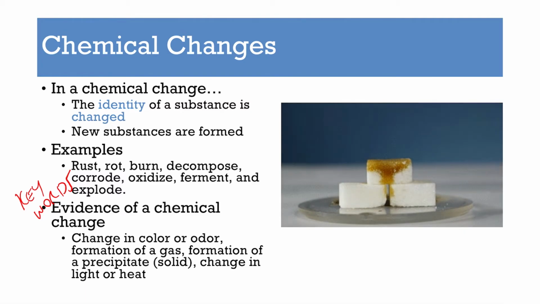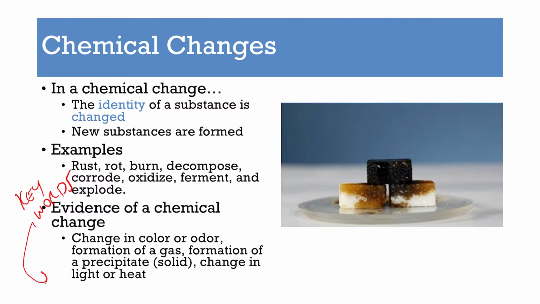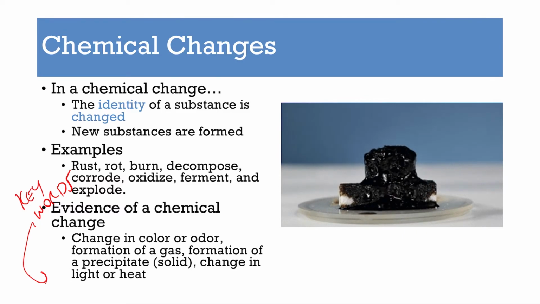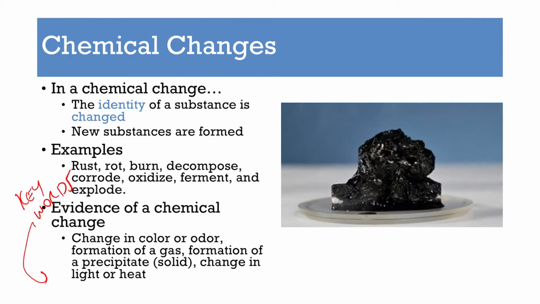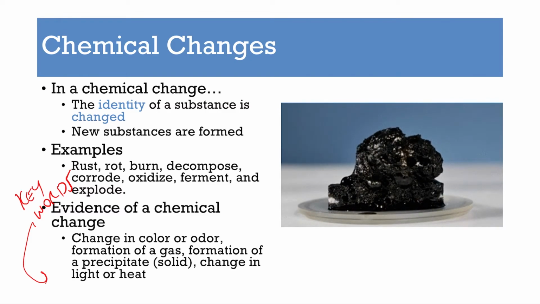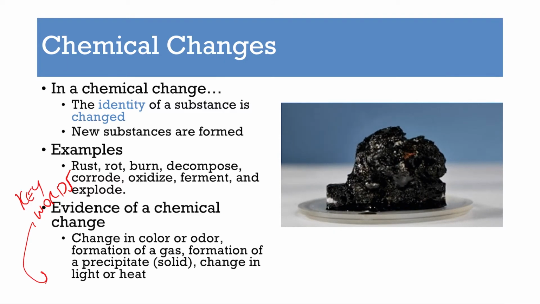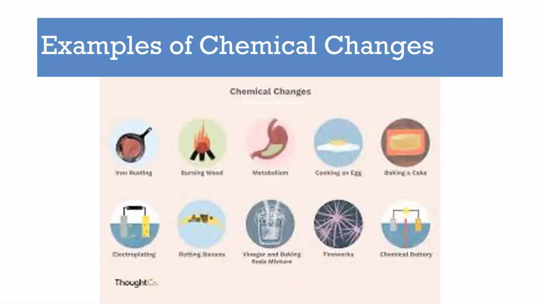Some evidence of a chemical change. So here are some more keywords for a chemical change happening. The color changes, the smell changes, you formed a gas, you formed a precipitate or some kind of solid within a liquid. So you mix these two liquids together and boom, out pops a solid. That happens. You have a change in light, a change in heat. All those things are evidence of a chemical reaction, and if a chemical reaction happens, that means a chemical change happened.